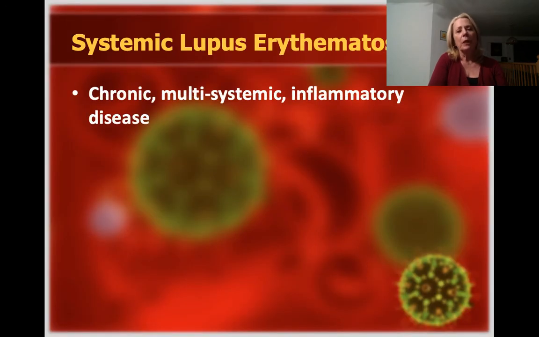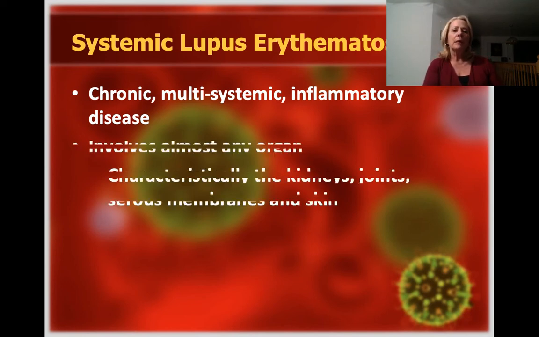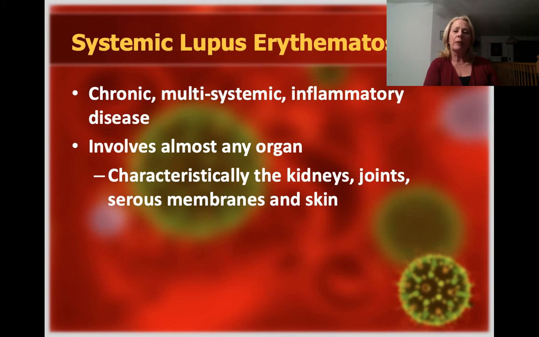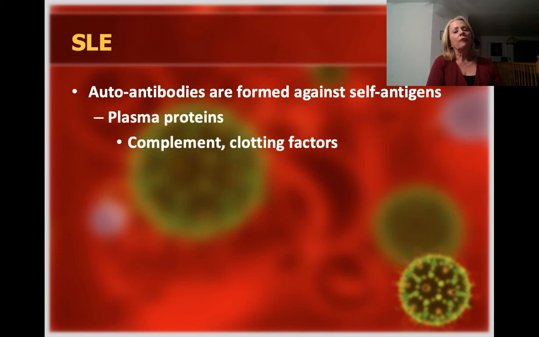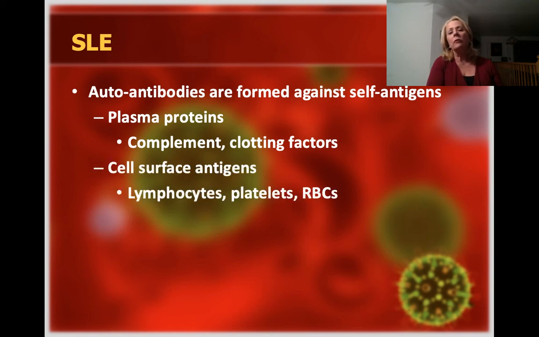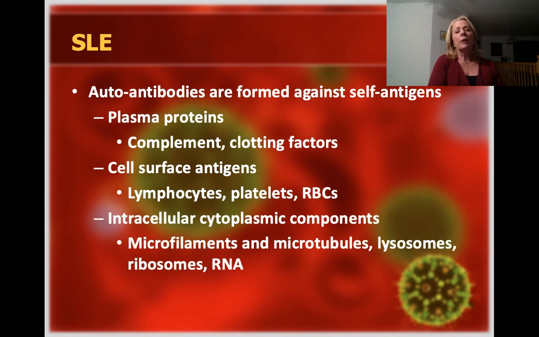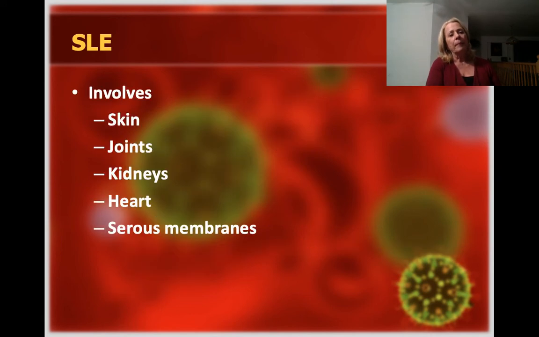Okay, so lupus. Lupus is a chronic inflammatory disease, and it hits many different systems of the body, like we said, the kidneys, the joints. You can have rashes on the skin, mucous membranes. It is where multiple antibodies are formed, what we call autoantibodies, and they're attacking self. They can also form complement and other clotting factors. They can attack platelets, red blood cells, lymphocytes, and then it can also attack things inside the cell like ribosomes and microtubules, lysosomes, RNA, even nuclear DNA. And those are just some examples, again, of what it could attack.